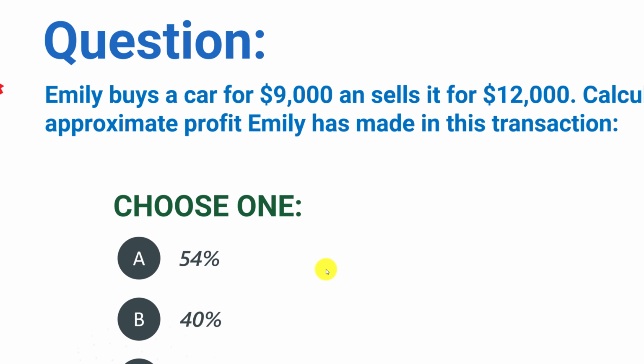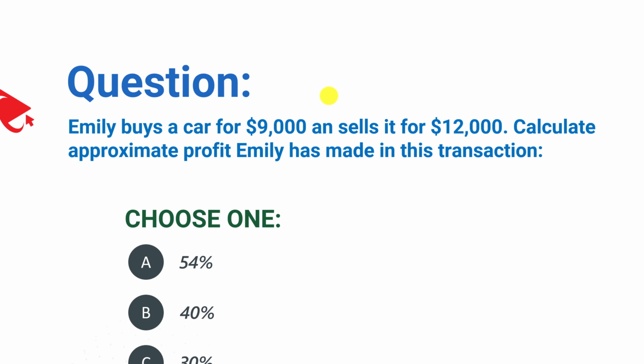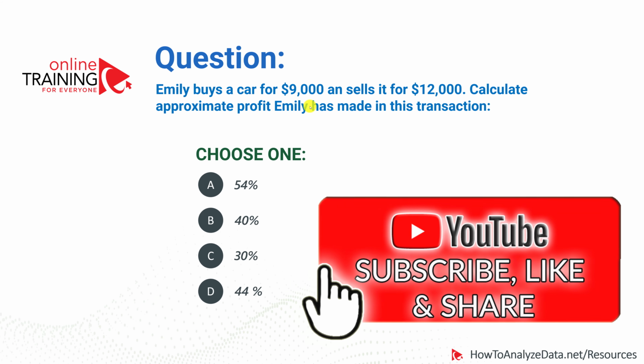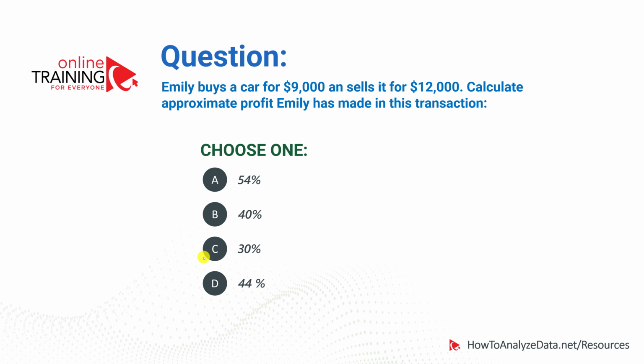First, to answer the question here, you need to calculate the actual profit. And the profit is $12,000 minus $9,000, which is equal to $3,000. Then you need to calculate the profit percentage, which is calculated by $3,000 divided by $9,000, because $9,000 is the original price. And the value here that you will get would be 30%. So choice C is correct.